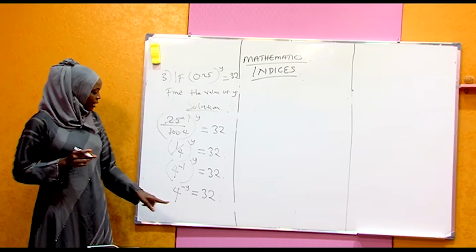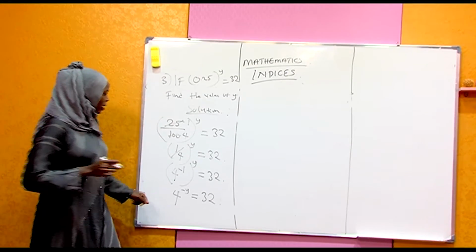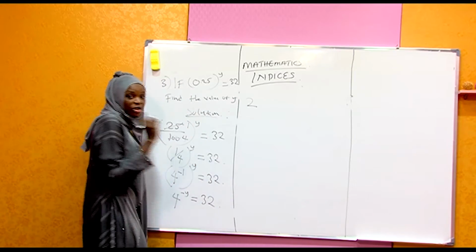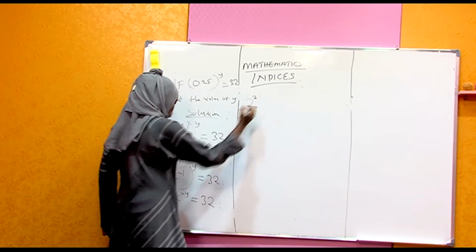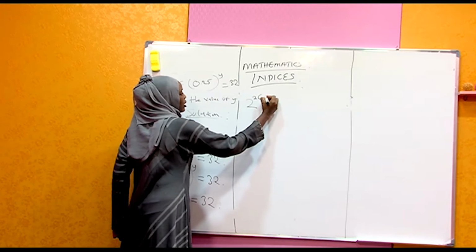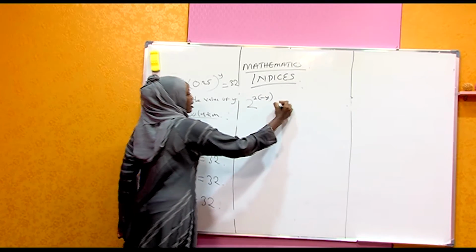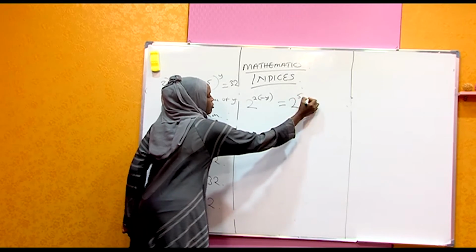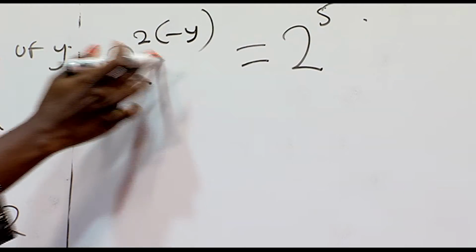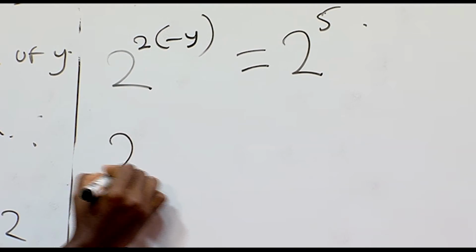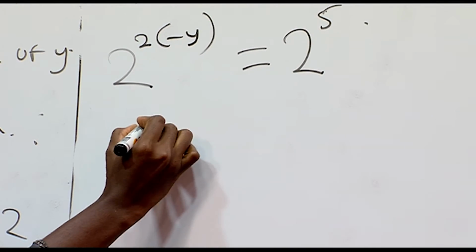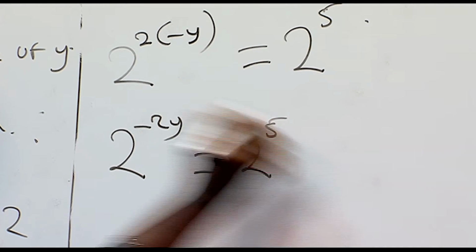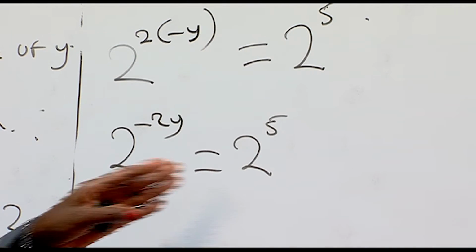So that means this 4 will also be simplified. Simplifying this 4, we know 2 raised to the power 2 will give you 4. So this is 2 raised to the power 2, then I have minus y, equals 32, which is 2 raised to the power of 5. You have a bracket there. You eliminate the bracket: 2 times minus y will give minus 2y, equals 2 raised to the power of 5. Now they are in the same base.